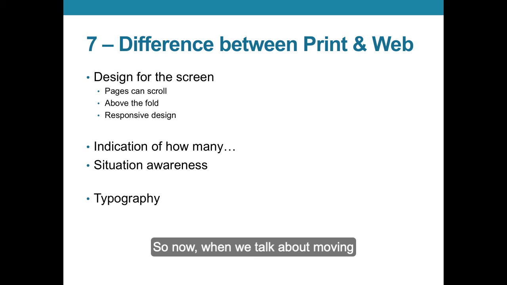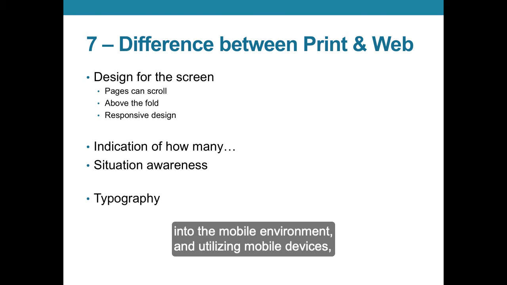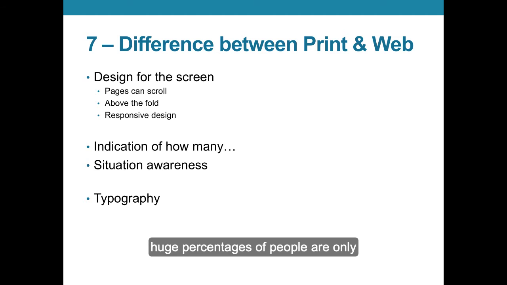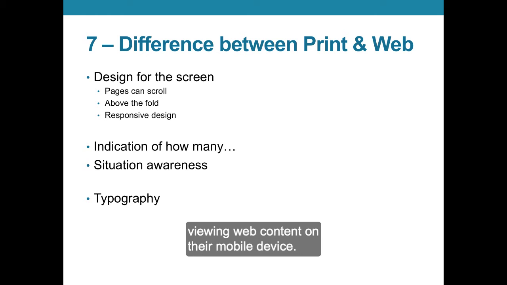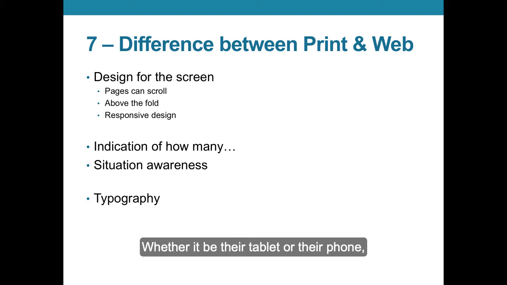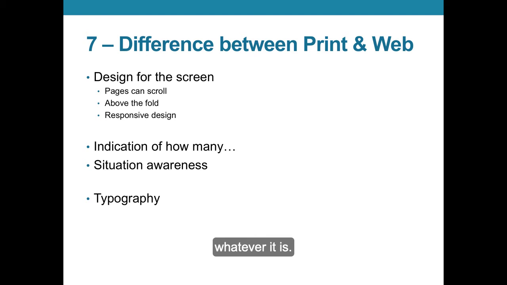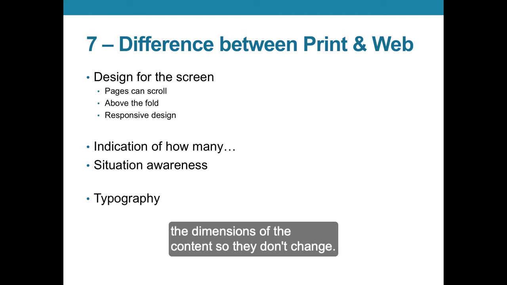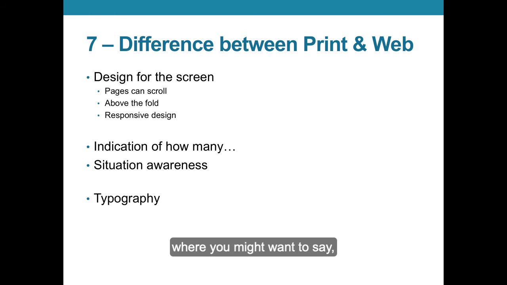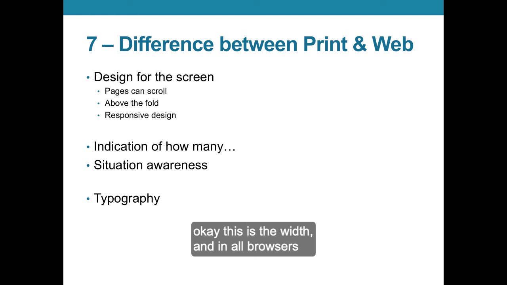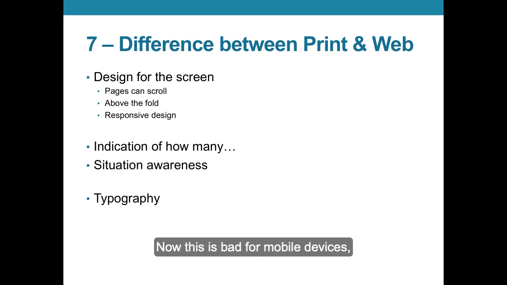So now when we talk about moving into the mobile environment and utilizing mobile devices, huge percentages of people are only viewing web content on their mobile device, whether it be their tablet or their phone, whatever it is. So there is a viable solution to lock the dimensions of the content so they don't change. And this is more applicable towards the computer, where you might want to say, okay, this is the width, and in all browsers, if it changes or not, it's just going to be centered right there and I can control it. Now, this is bad for mobile devices, not a good solution for that.